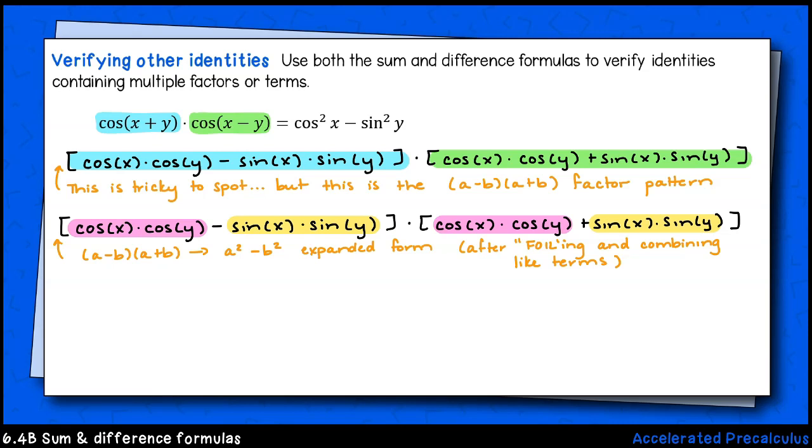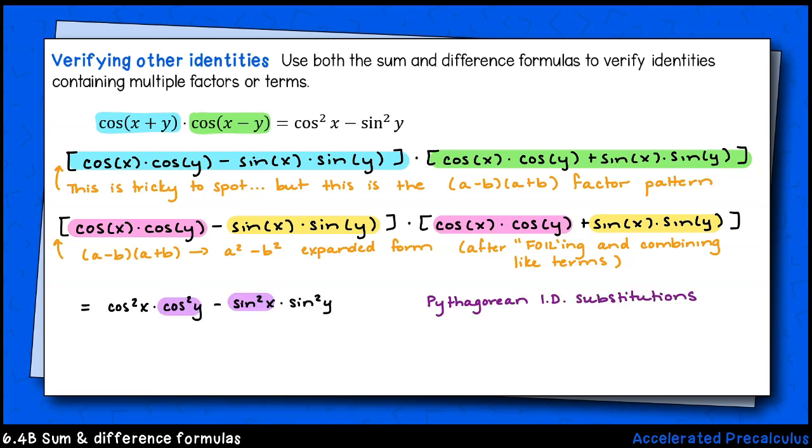Recall that this pattern expands to a squared minus b squared when you FOIL and combine like terms. So I'll go ahead and write this as cosine squared of x times cosine squared of y minus sine squared of x times sine squared of y.